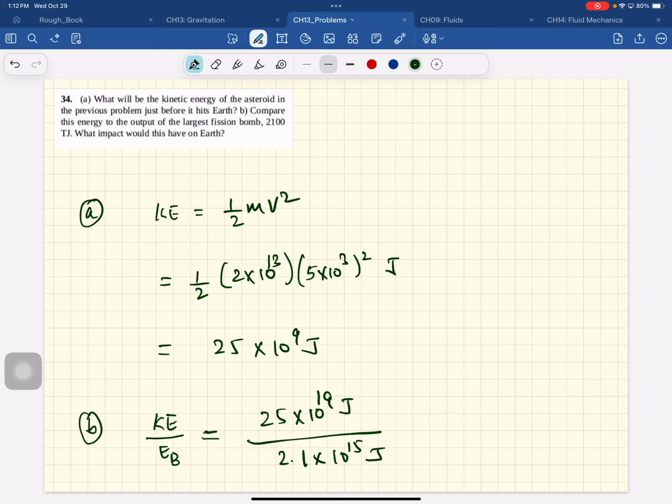So that's why you want to think about the answer. That's how you catch mistakes. So I'm glad I made the mistake, so we learned something. So 25 divided by 2.1. Okay, this makes a lot more sense.